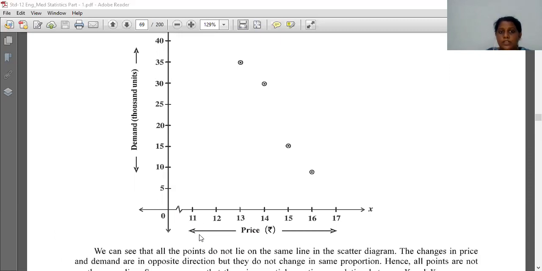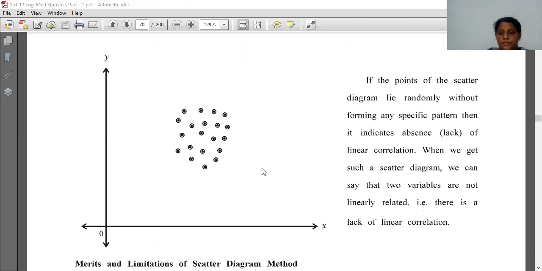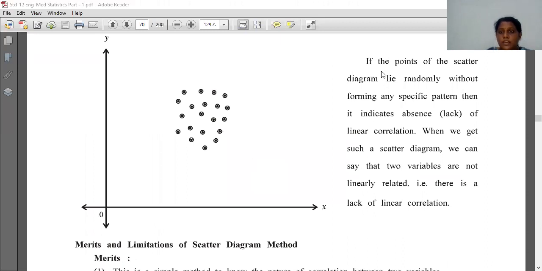Now here also see, the diagram is going from left to right in a downward direction, but not on a same line. That's why it is called a partial negative correlation. Now next is, see, not on a single line.